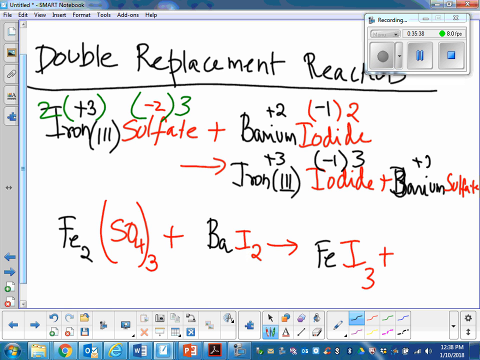Moving on, Karina, what is the charge on barium? What is the charge on sulfate? -2. So what is the formula for barium sulfate? Ba SO. Sulfate is written here. SO4. Very good. All right? Are we good?